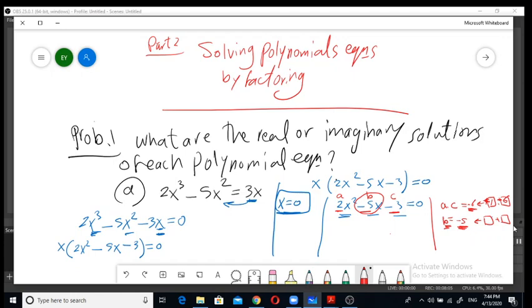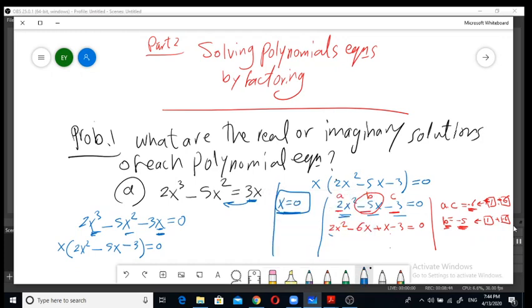1 minus 6 will be negative 5, and negative 6 times 1 will be negative 6. So the required numbers are negative 6 and 1, since negative 6 plus 1, or 1 minus 6, will be negative 5. So we have 2x squared minus 6x plus x minus 3 equal to 0.